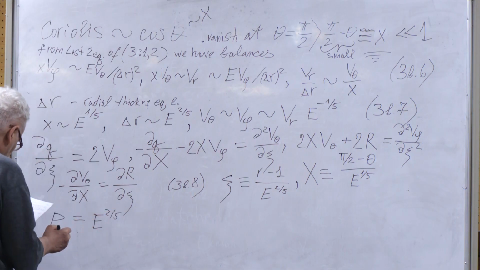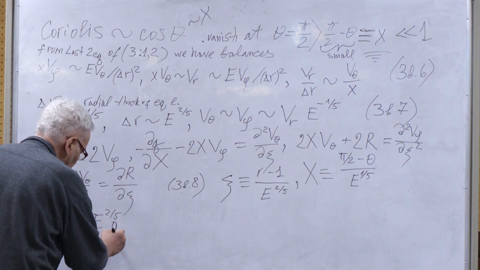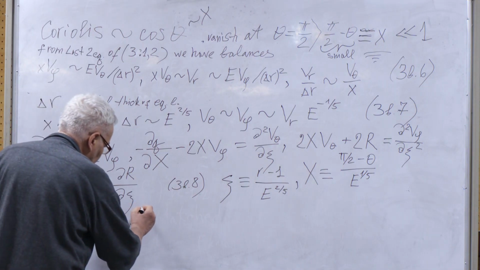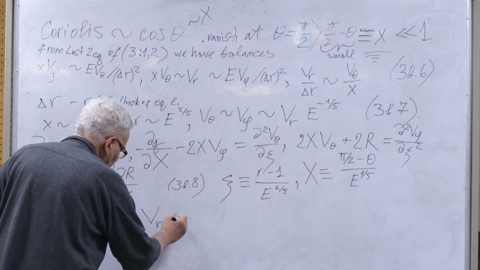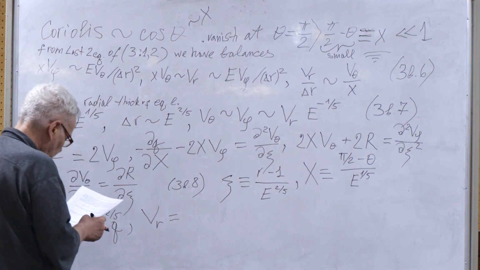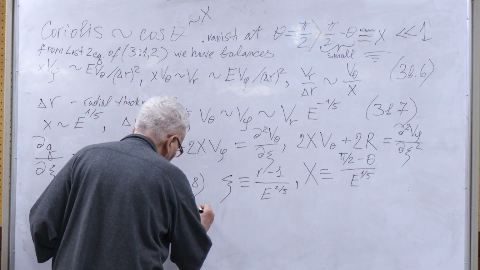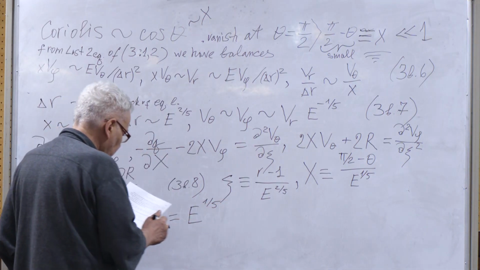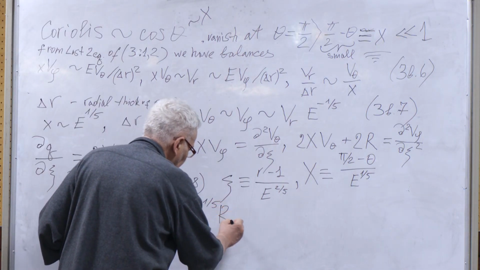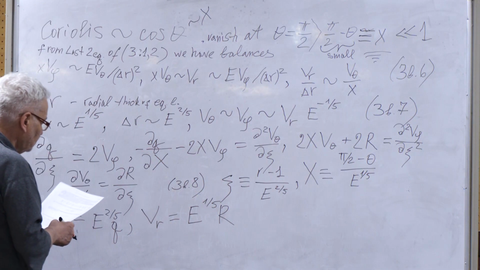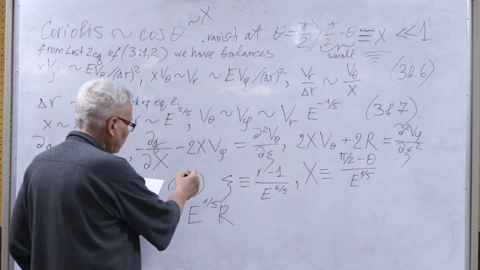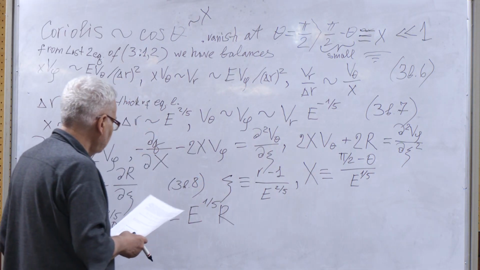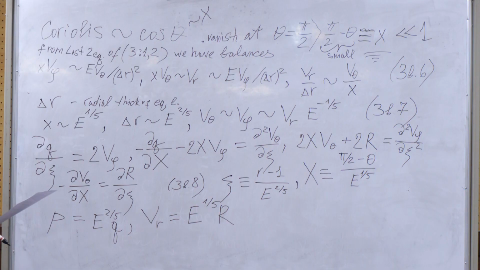P is e to the 2/5 Q, and VR, the R component of the velocity, is equal to e to the 1/5 R capital, which is used in this system. So all these things are actually related to this formula. Okay, so we just write them nearby.